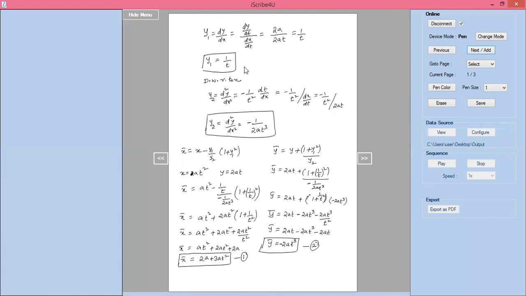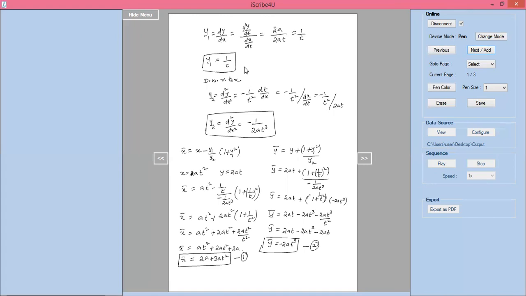Then again we differentiate y1 with respect to x to get y2, which is d square y by dx square. Here 1 by t is being differentiated. The differentiation of 1 by t with respect to x is minus 1 by t square into dt by dx. The dt by dx I write as 1 over dx by dt. Minus 1 by t square, with dx by dt equal to 2at, so y2 is d square y by dx square equal to minus 1 divided by 2at cube.